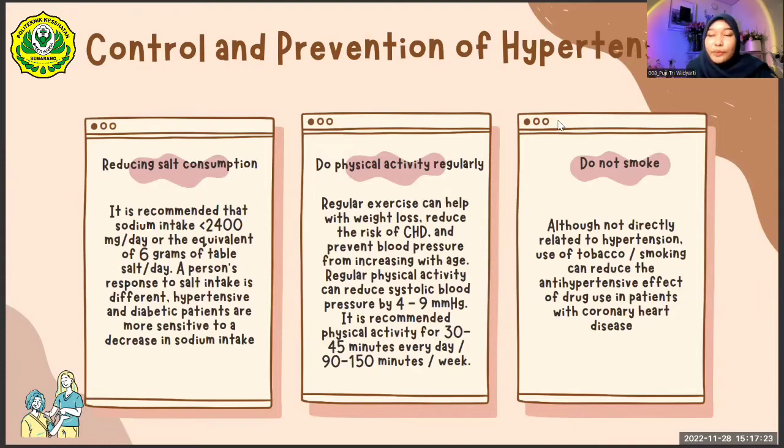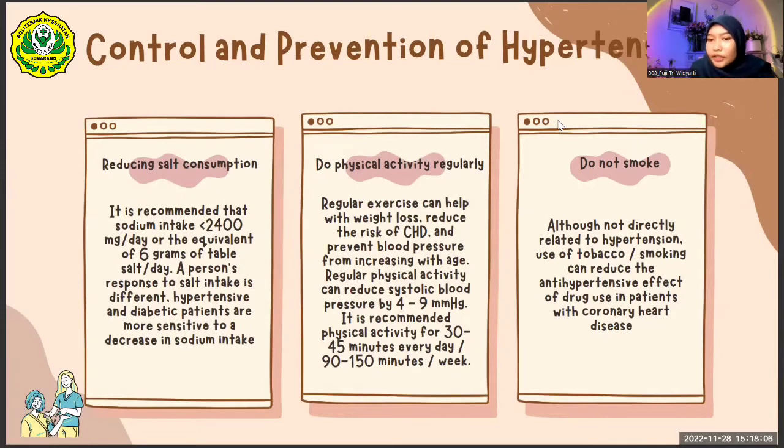Point number 2 is do physical activity regularly. Regular exercise can help weight loss, reduce the risk of CHD or coronary heart disease, and prevent blood pressure from increasing with age. Regular physical activity can reduce systolic blood pressure by 4 until 9 mmHg. It is recommended to do physical activity for 30 until 45 minutes every day, or 90 until 150 minutes per week.